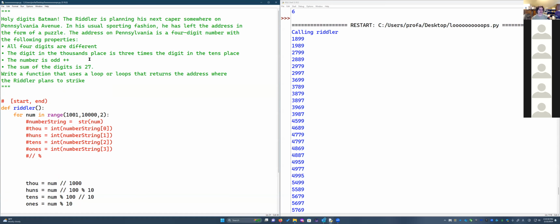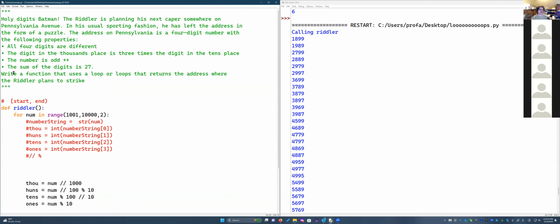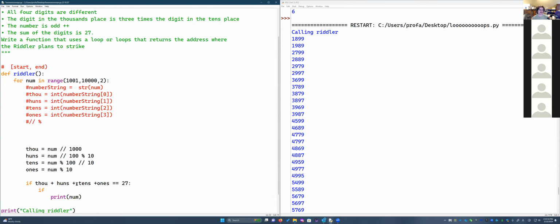The digit in the thousands place is 3 times the digit in the tens place. So we'll put in another if statement inside that. This is like saying if this and if this. We could also do an and statement, but we're not going to overcomplicate that. So, if the digit in the thousands place is 3 times the digit in the tens place, we can translate this directly: if thousands is equal to 3 times the tens place.